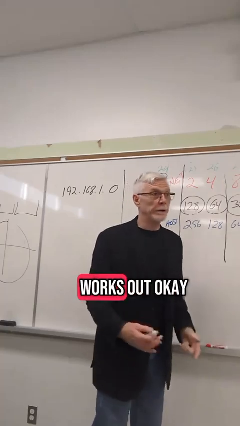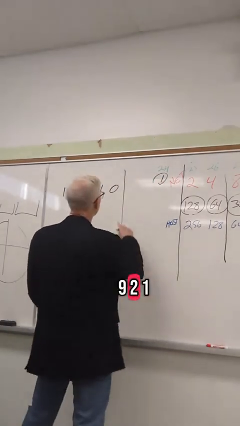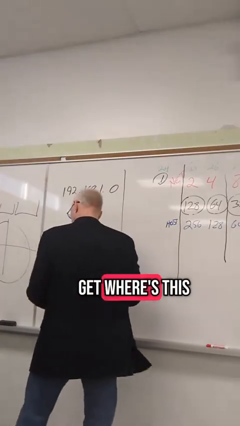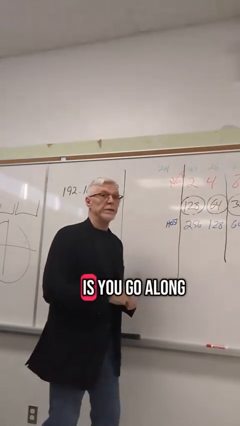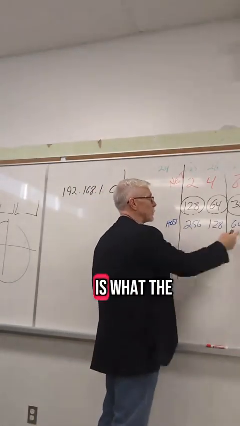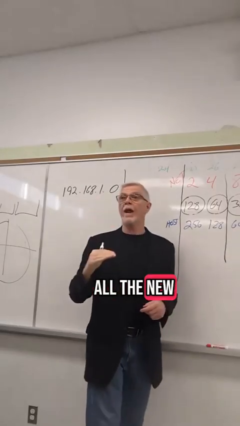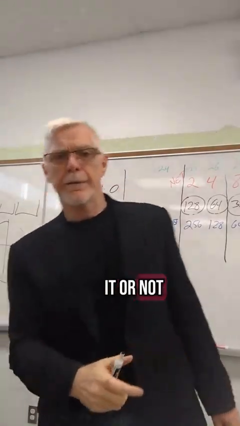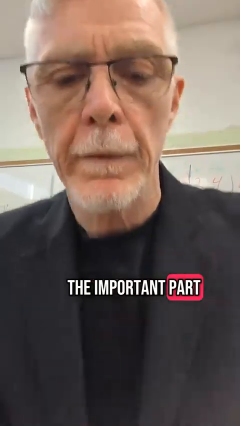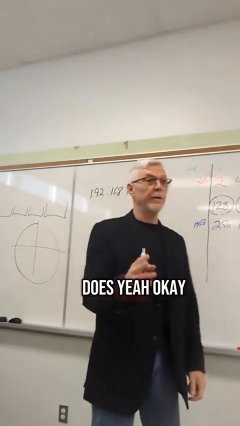Let me show you how that works out, okay? So we have 192.168.0. I'm going to get this out of my way. So what happens is, you go along, you find out how many networks there are and what the network increment is, and you make all the new network IDs. Because I need a network ID for every network. Are you following me again or not? Because this is the important part. Let's see what it does. Okay, we're good.